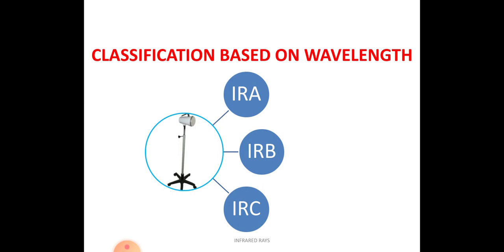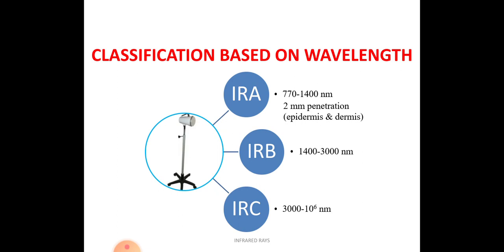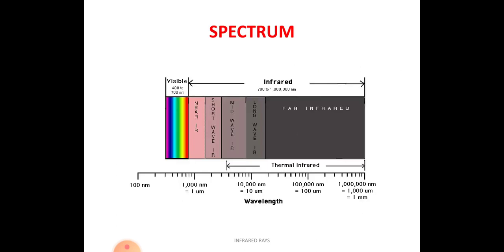Now, what are the wavelengths for these? IRA has a wavelength from 770 to 1400 nanometer. It has 2 mm of penetration, so it goes deeper up to the epidermis and dermis. IRB has a wavelength of 1400 to 3000 nanometer. And IRC is the longest in wavelength, ranging from 3000 to 10 lakh nanometer.